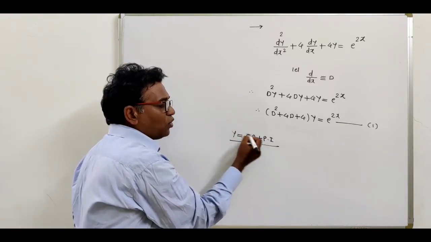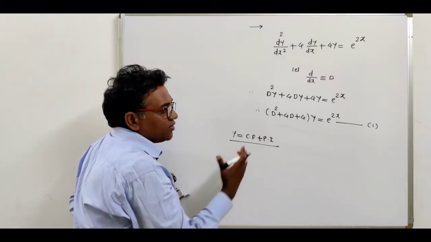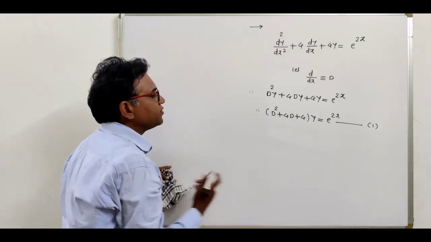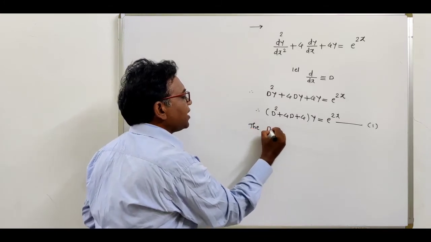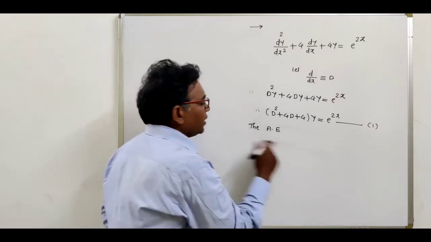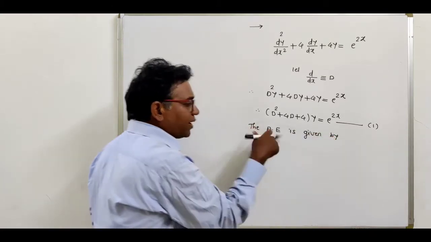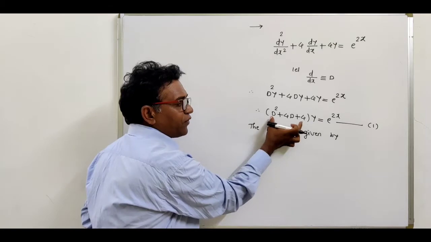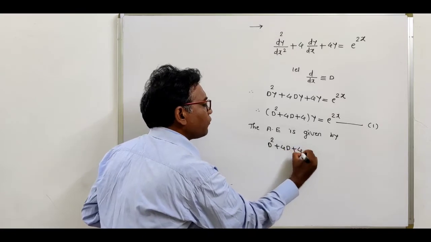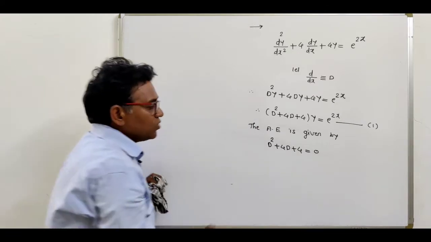Now the question is how to find out the complementary function. Just take its auxiliary equation and find out the root. So write down the auxiliary equation. This is the standard notation A.E. How to write the auxiliary equation? Just take its differential coefficient equal to 0. So D squared plus 4D plus 4 equal to 0, that is f(D) equal to 0, that is called the auxiliary equation. So find out the root.